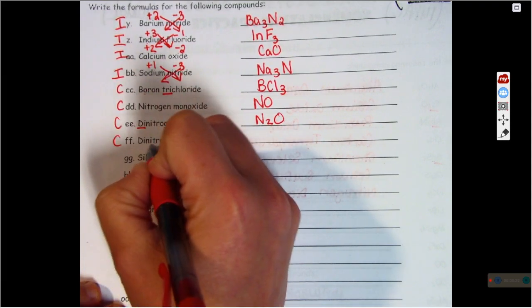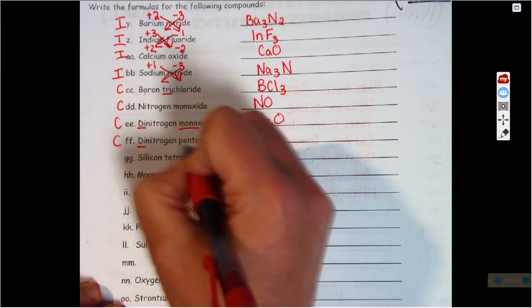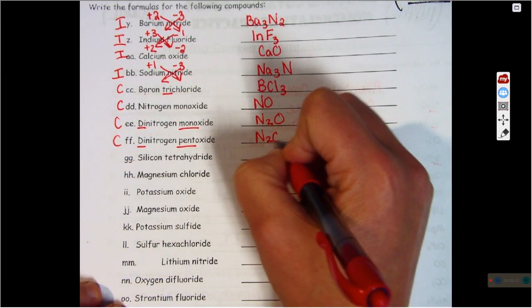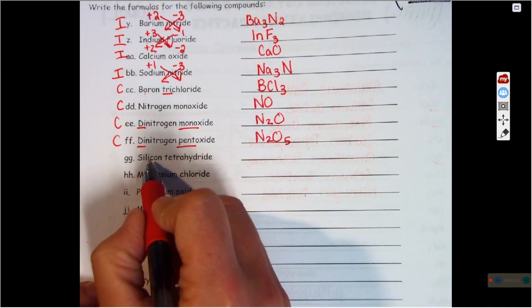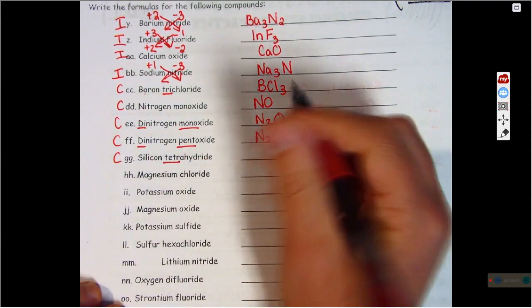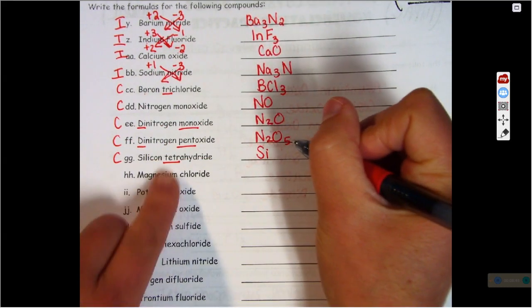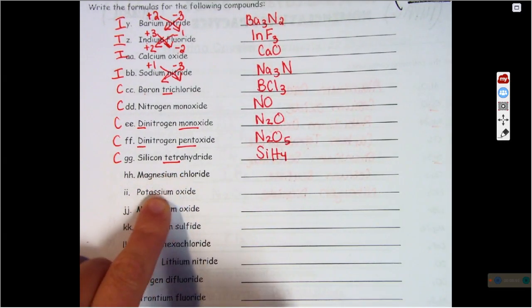Covalent, again, prefixes mean it's covalent. No metals means it's covalent. Di and penta. So dinitrogen pentaoxide, N2O5. Silicon is a metalloid, but I know there's no metal, so I'm naming it covalent. Also, I see a prefix, which is not in an ionic bond, so that means it's covalent. Silicon, I don't see a prefix, so just 1. Tetrahydride means 4 hydrogens.